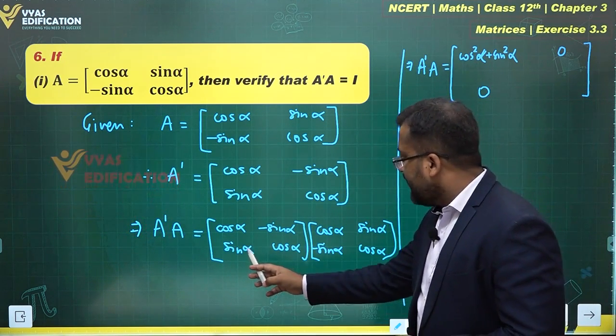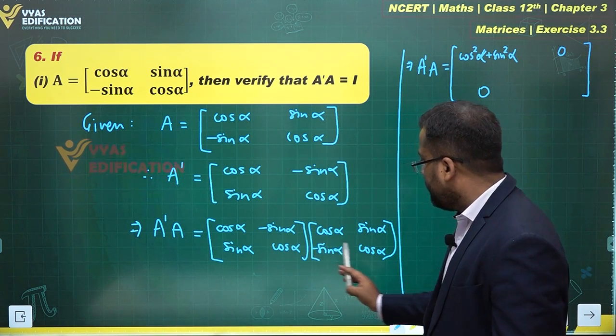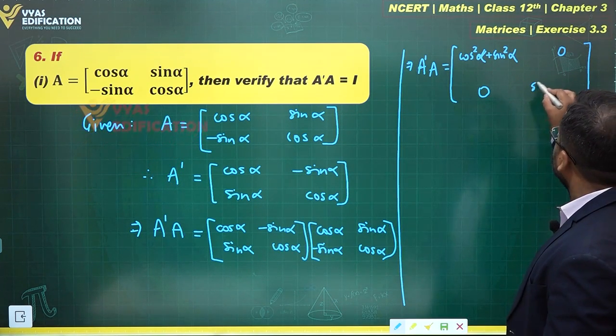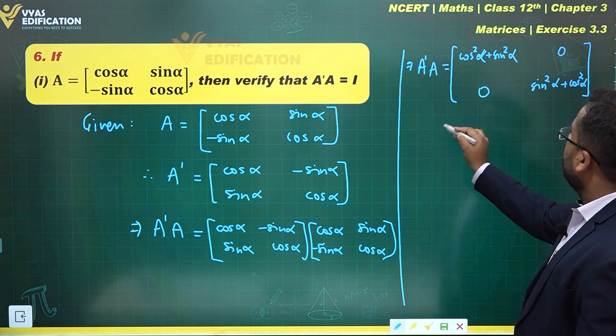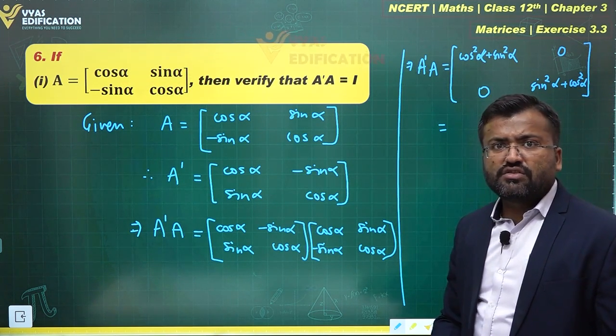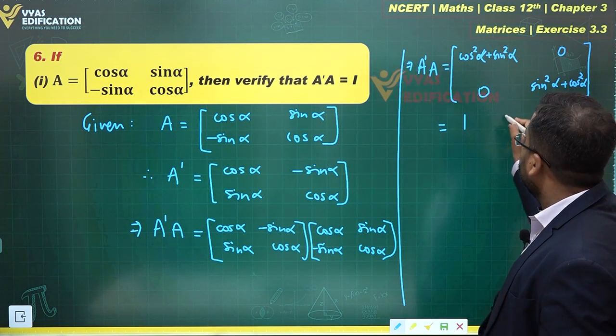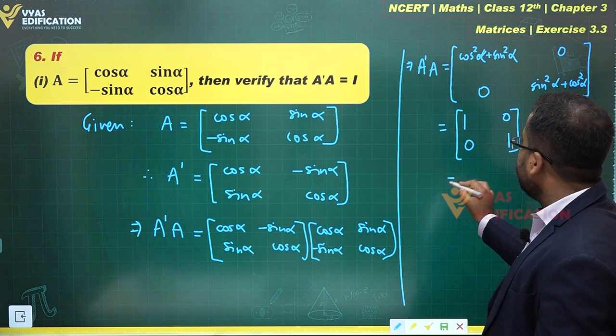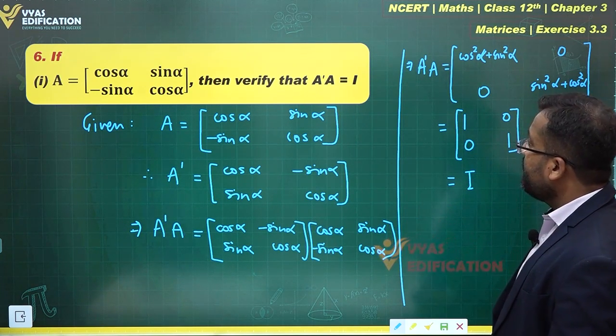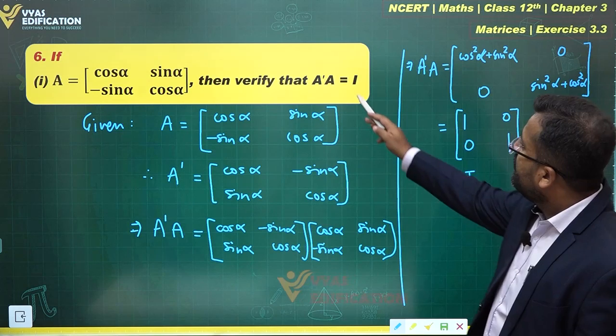Okay. Sin alpha times sin alpha will be sin square alpha, plus cos square alpha. This will be sin square alpha plus cos square alpha. And what is this equal to? Sin square theta plus cos square theta is simply 1. This is 1, 0, 0, 1. This is what I obtain. And yes, this is the identity matrix, the identity matrix of order 2.